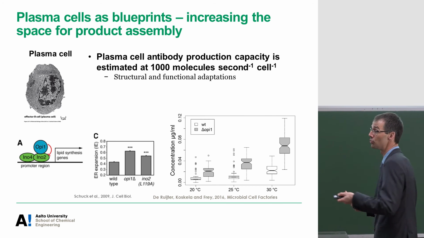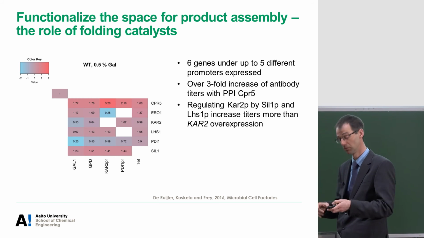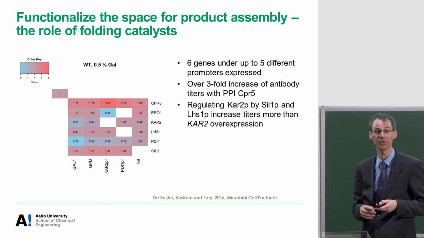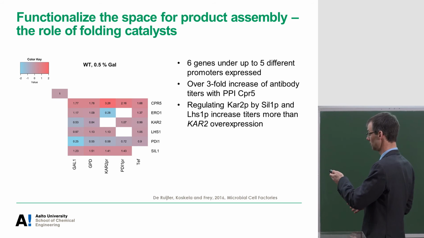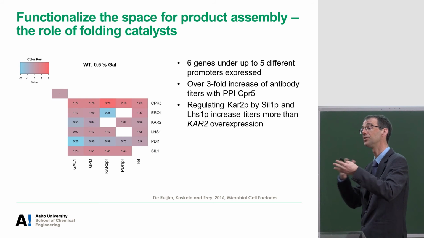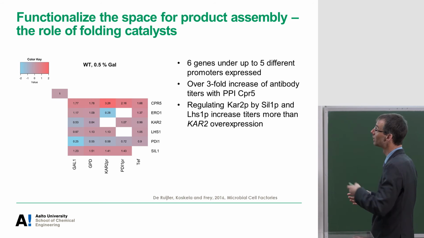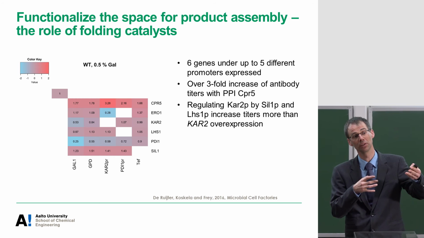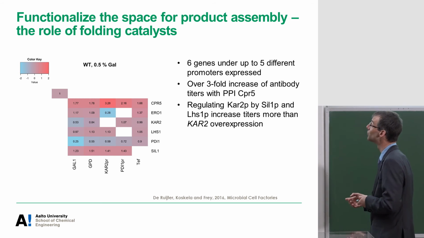What you also can do, and there are many proteins actually assisting in protein folding, now that we have a bigger space, we can functionalize this. So you can try to add different folding catalysts. You can optimize their expression levels. So these are proteins assisting in folding. And you can again identify constellations where you can increase productivity. So functionalizing this folding state.